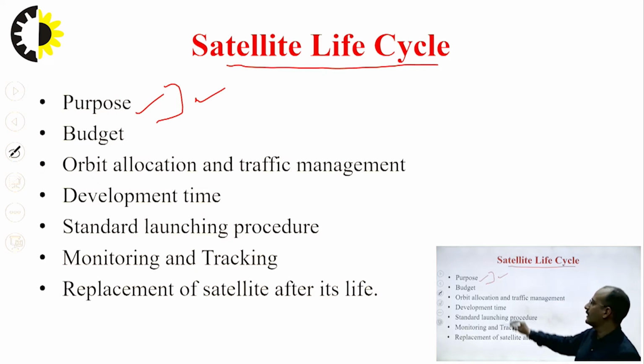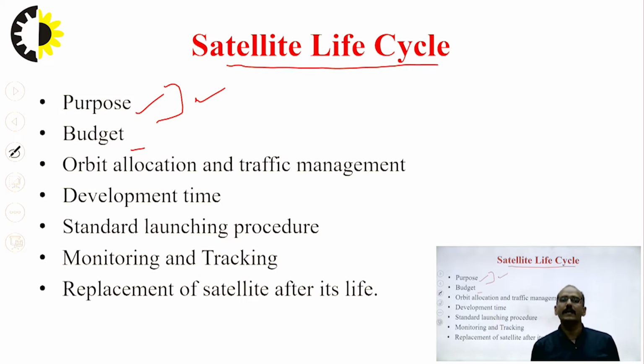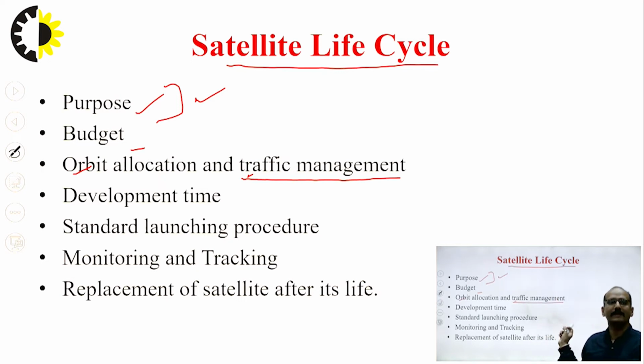Then the second point is budget. As cost is always a major part for any company, first of all the budget is decided, and that budget is calculated on the specific parameters of the satellite requirement, its launching cost and other things. Then the third point is orbital allocation and traffic management. Traffic management is a very important part that I am going to discuss in the next slide.